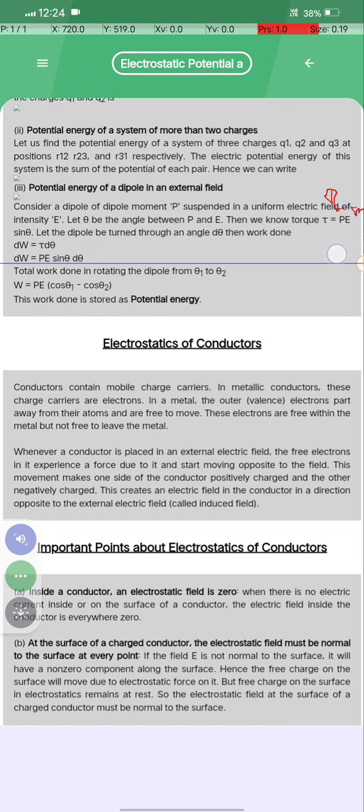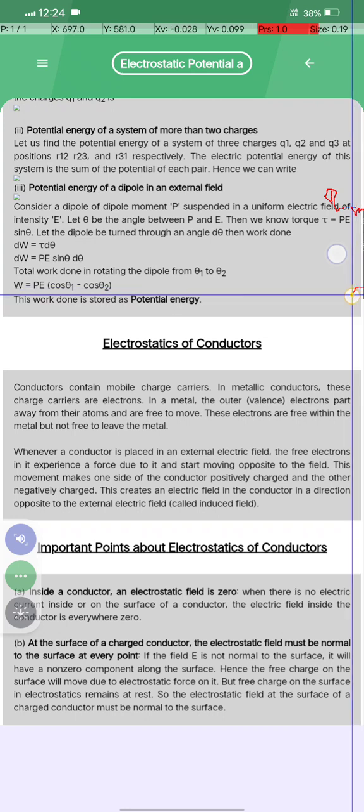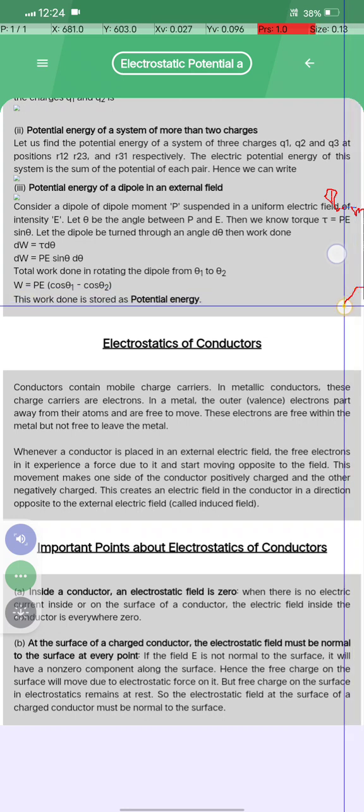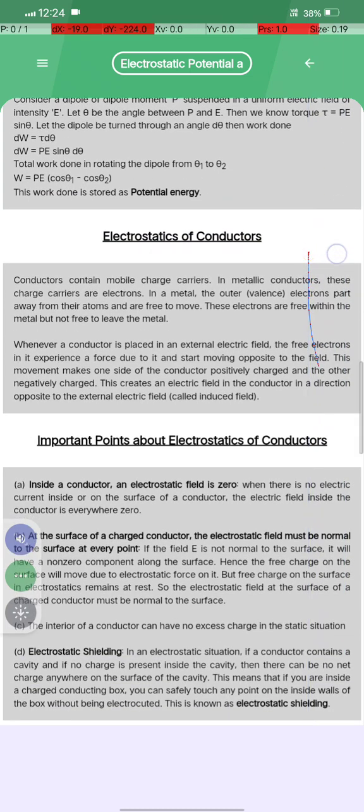dW is equal to PE sin theta d theta, and the work done in rotating the dipole from theta 1 to theta 2 will be W is equal to PE (cos theta 1 minus cos theta 2), that is, first angle minus second angle. The work done is stored as potential energy, okay.